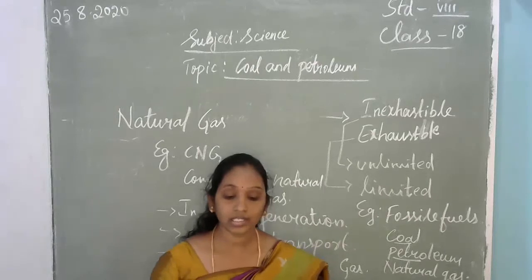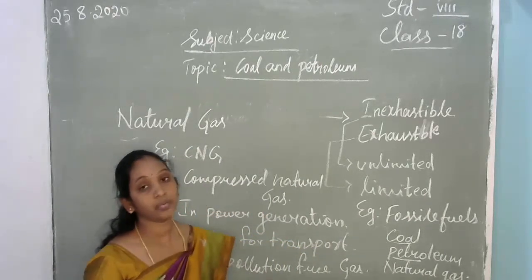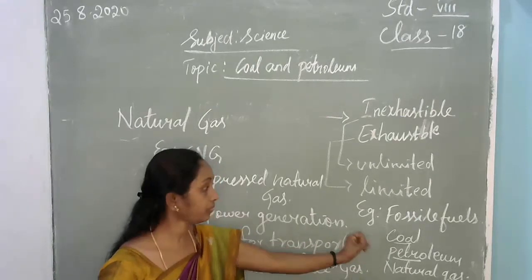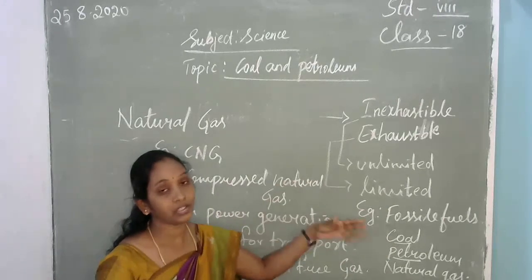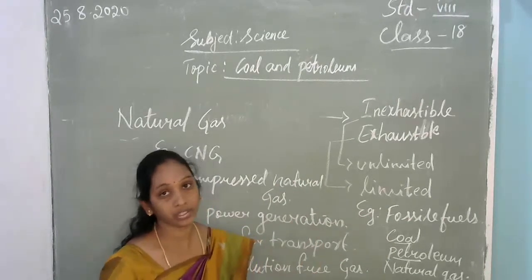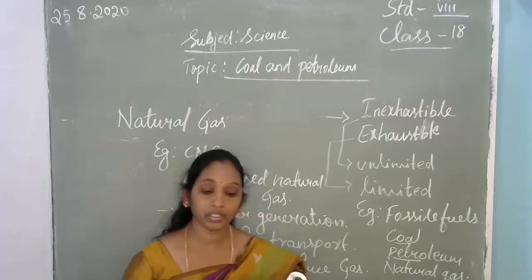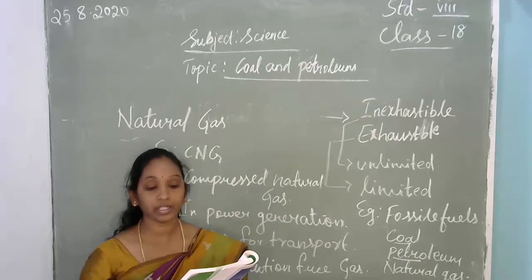Now the next point: some natural resources are limited. Some of the natural resources are very limited, that means coal and petroleum. Why limited? Because they take enormous time, many years, to form. You studied at the beginning of the chapter that some natural resources are exhaustible, like fossil fuels, forests and minerals.